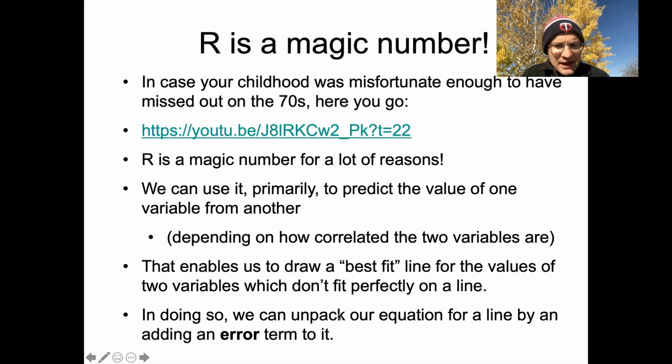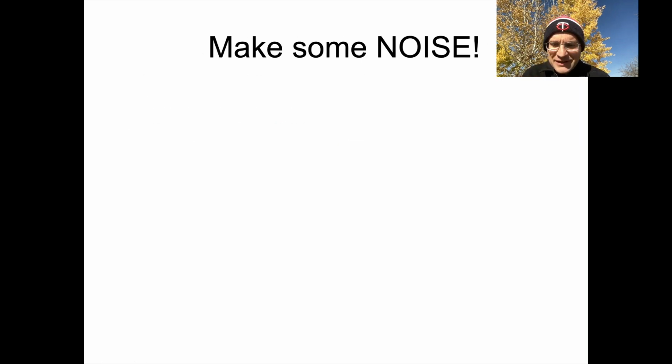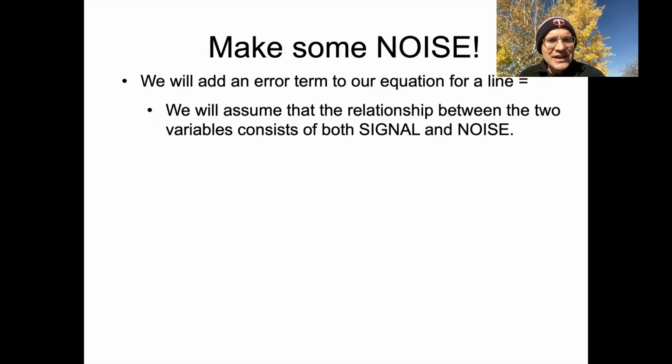So we're going to unpack our equation for our line by adding these error terms to it to just kind of make the accounting a little more neat, I guess you could say. So by adding an error term to our equation for a line, we're going to assume that the relationship between the 2 variables consists of both signal and noise.